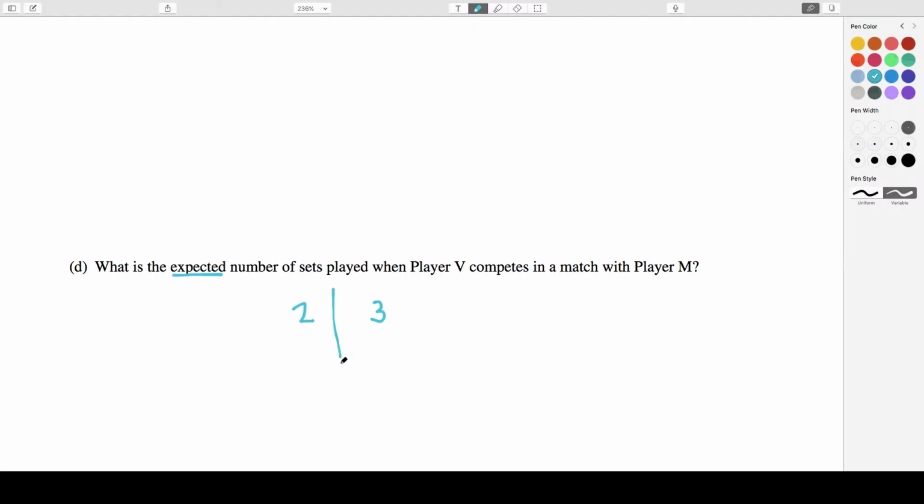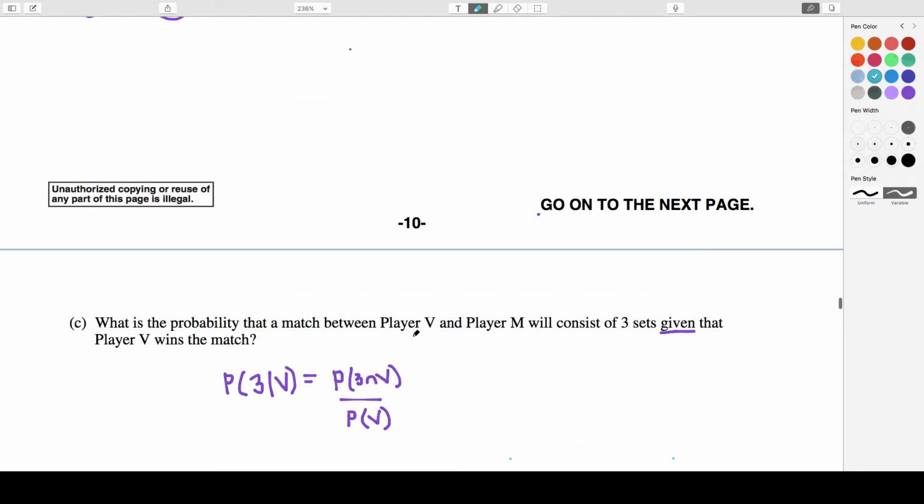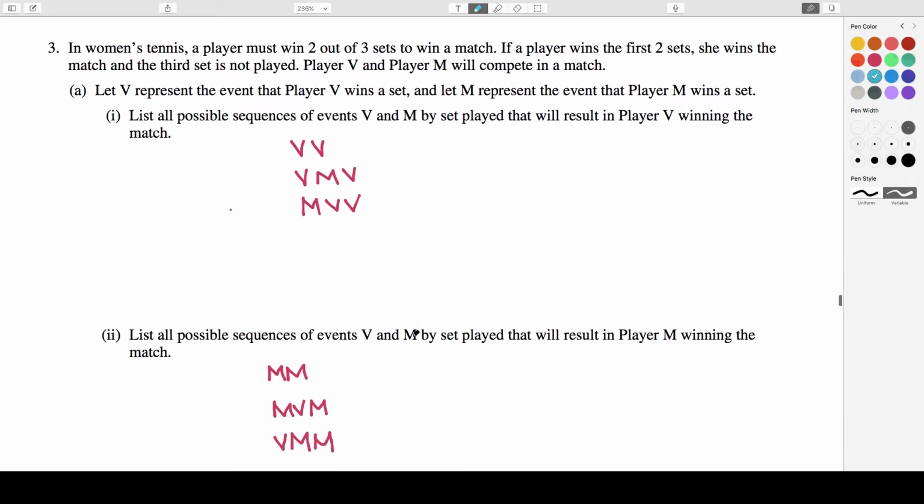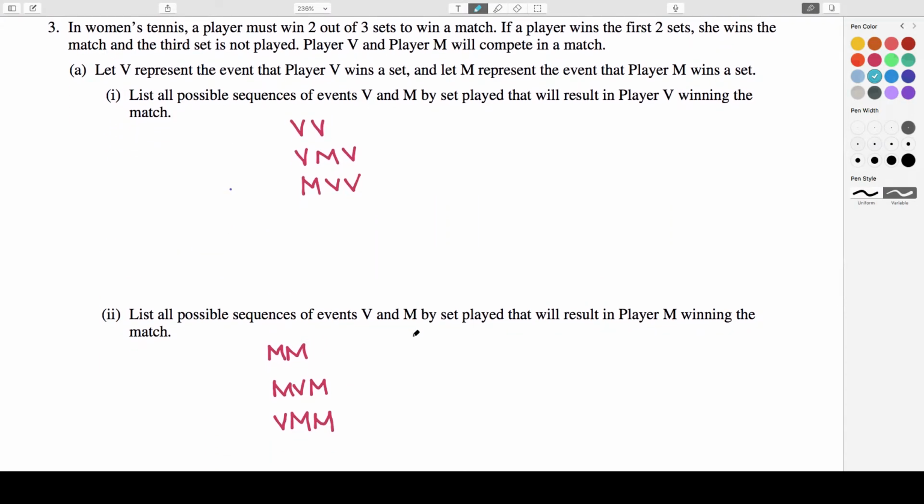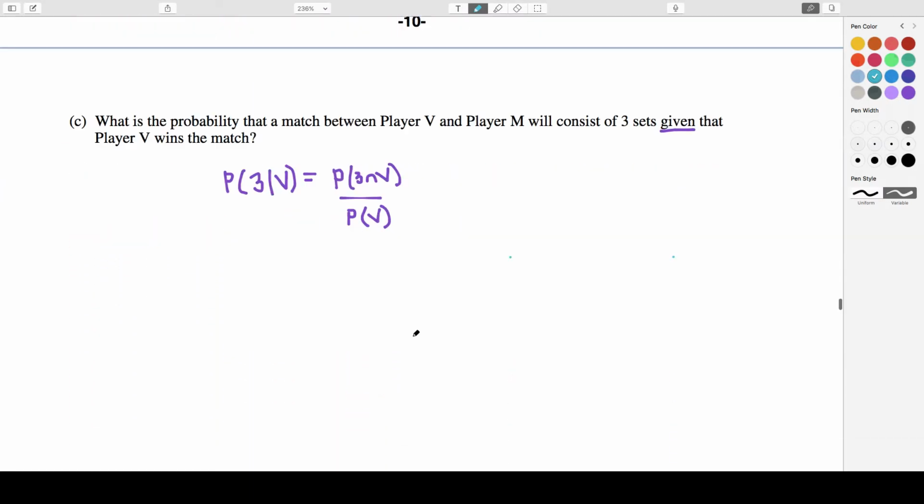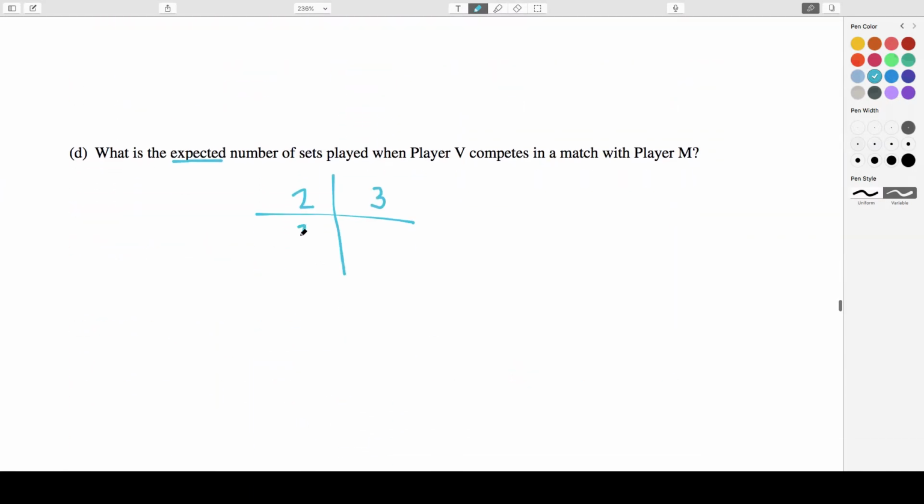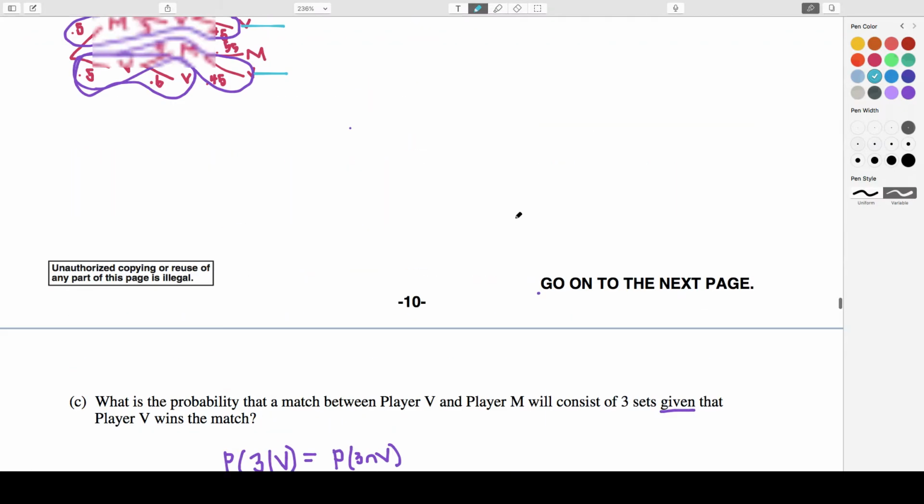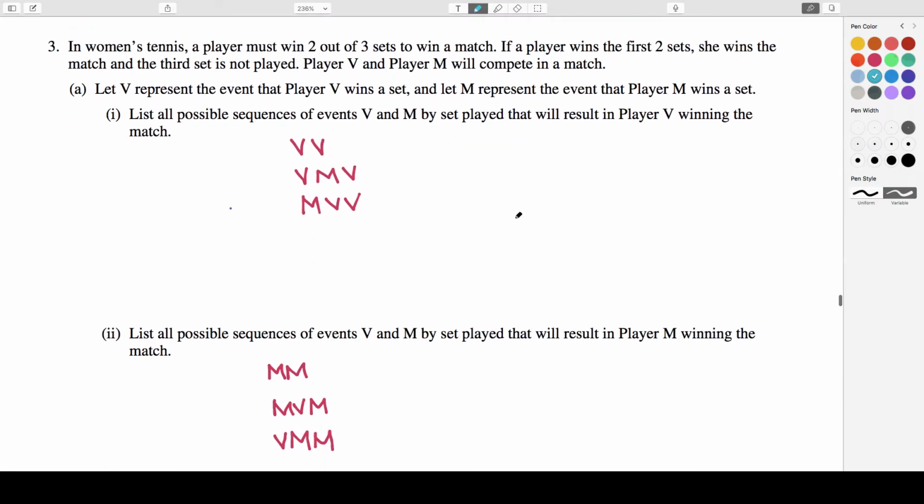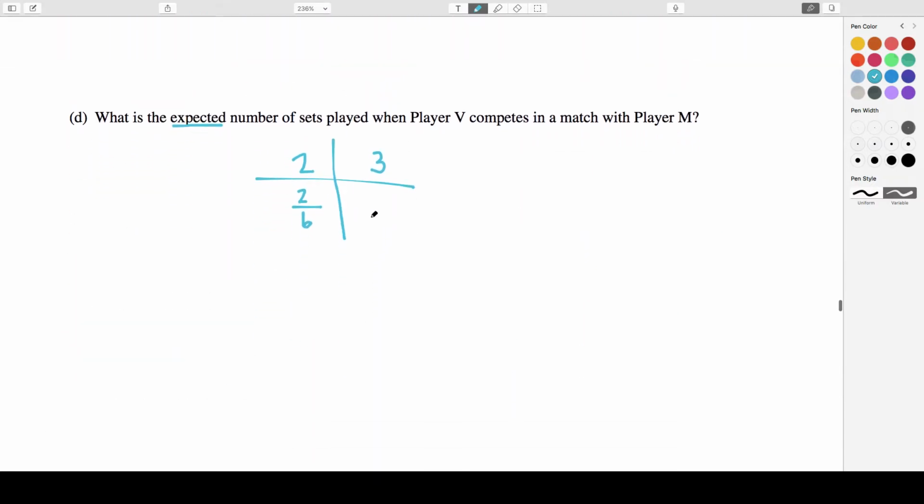Okay. In how many situations? Going back up here, wasn't there 6 different situations? And how many of them did we only do 2 sets? 2 out of 6. And then the remaining 4 out of 6 were 3 sets. I just set up a nice little probability distribution.